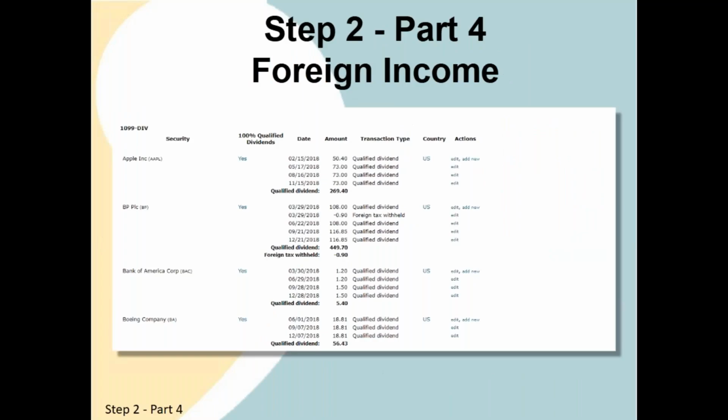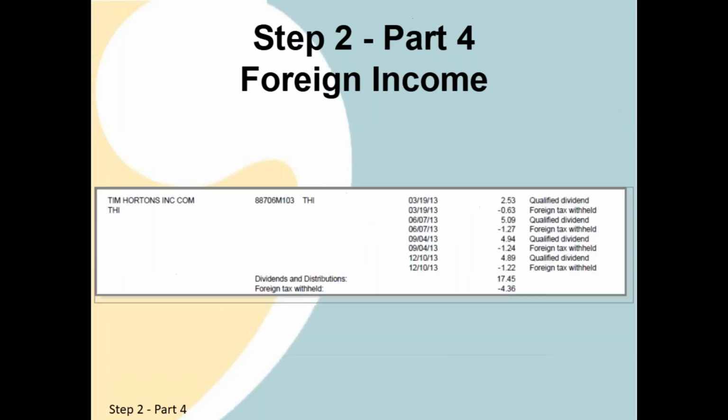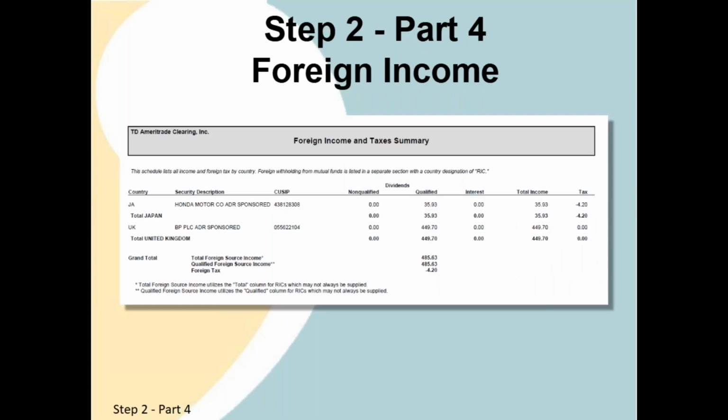The final part of step 2 is where you'll address any foreign tax reporting issues. On the bivio 1099 DIV review form, the country shown in this column labeled country code should be the country where the company that has issued the stock is incorporated. You should have a country other than US identified for any stocks where you see foreign tax withheld on your 1099.